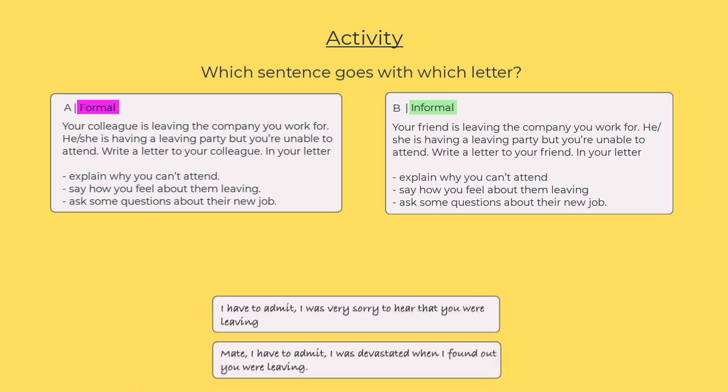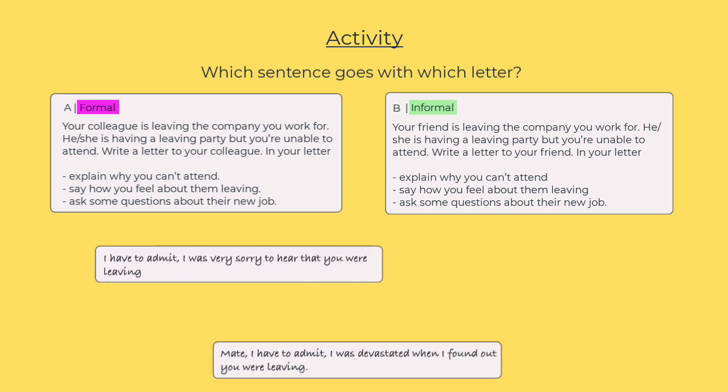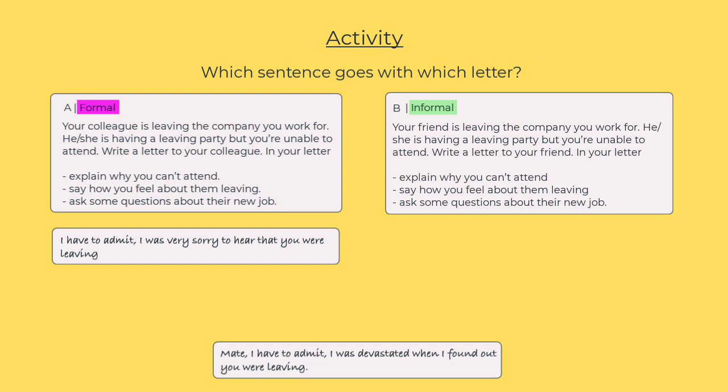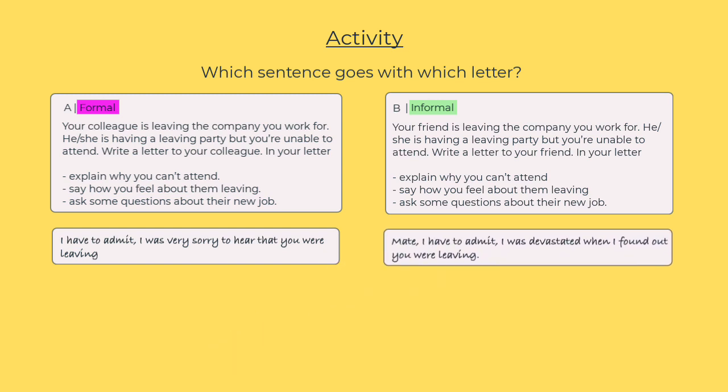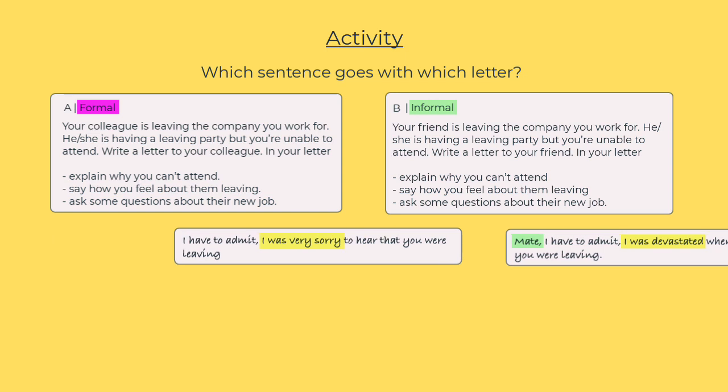Next, in letter A we have this, and this for letter B. Mate is a very informal way to say friend in England. And also we have, I was devastated, which is more extreme than very sorry. In informal situations, the language is often more exaggerated. Next.